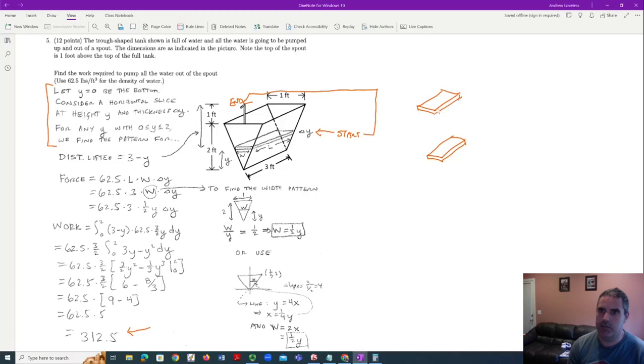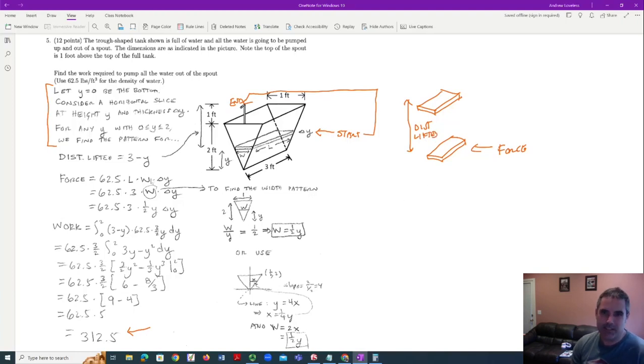We would like to do force times distance. So we have to figure out what the force is and what the distance lifted is. It's a pattern finding mission. So once again, let's go through this.